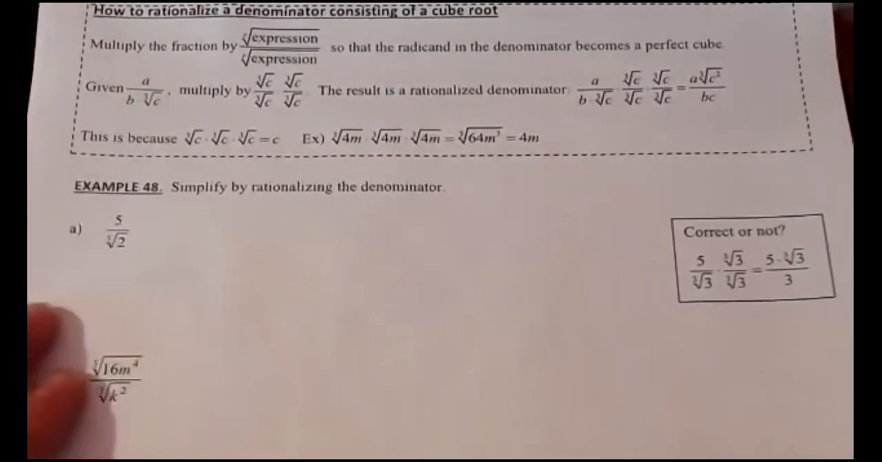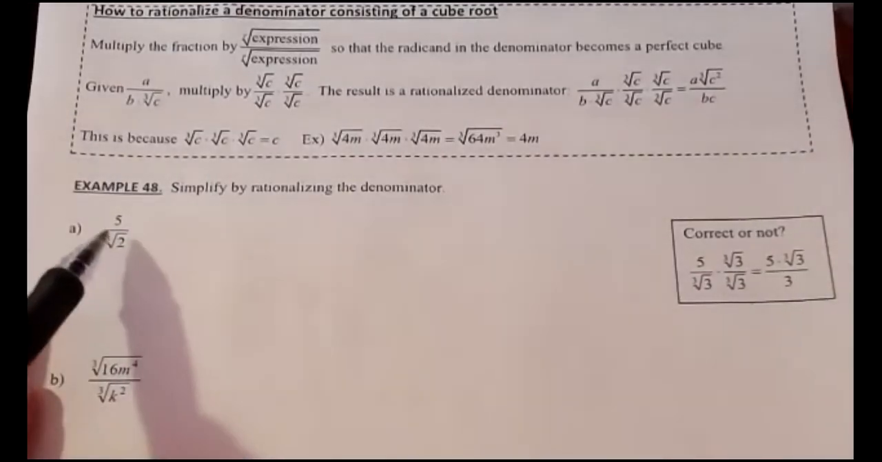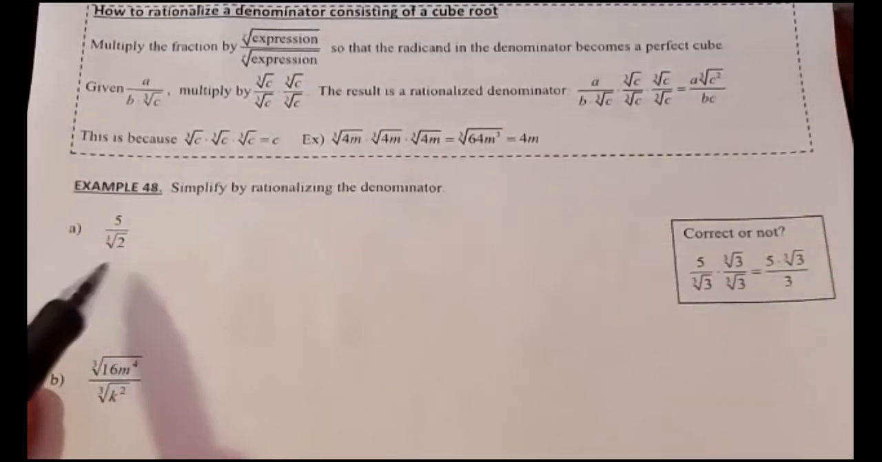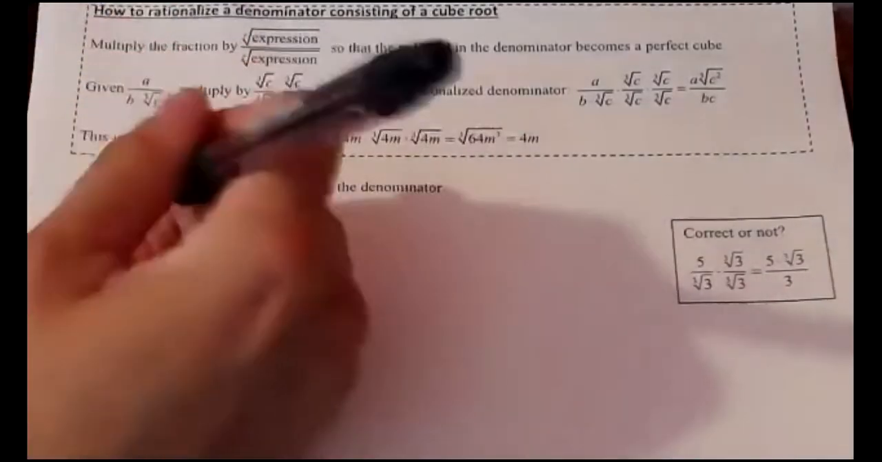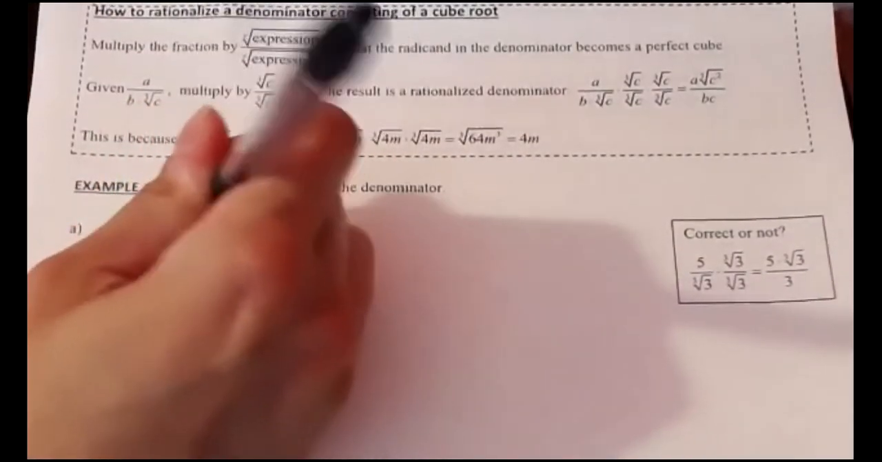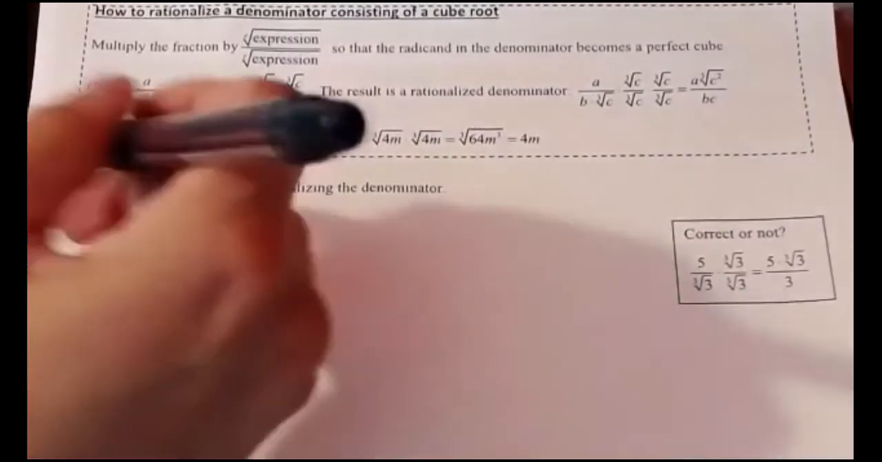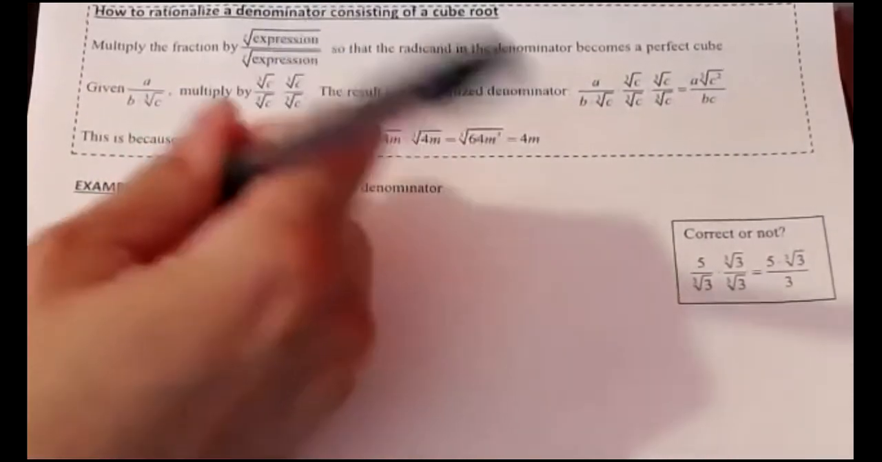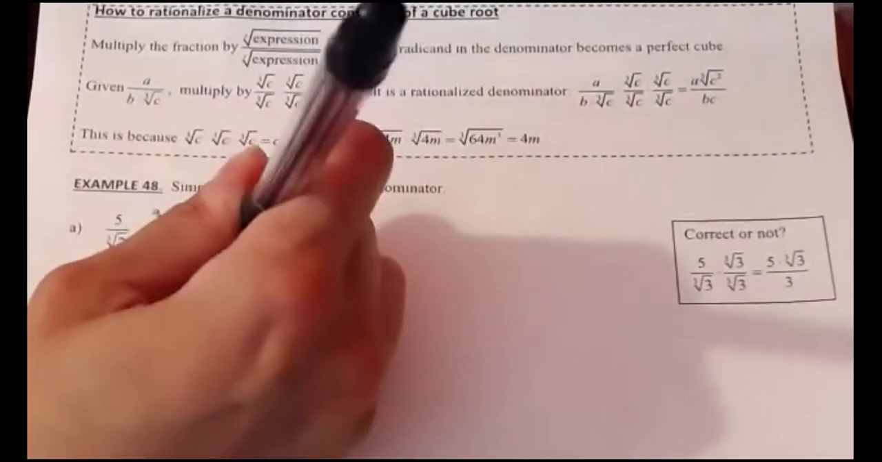To clean this up, to rationalize this, because the problem is no radicals in the denominator. That's an issue. So we want to rationalize by taking that cube root of 2 and multiplying it by itself 2 more times.